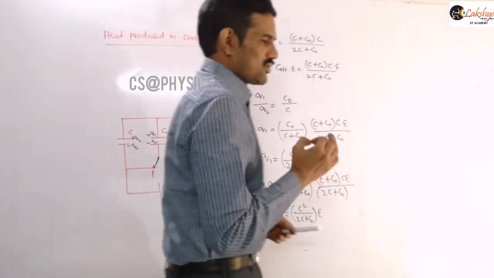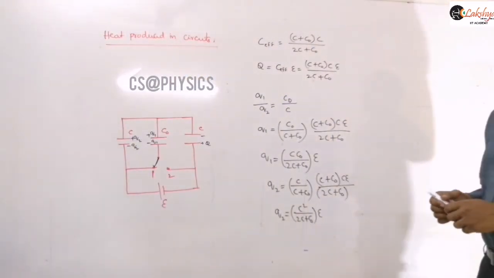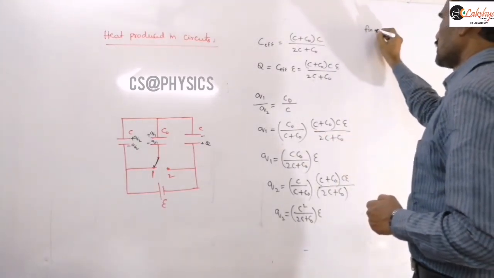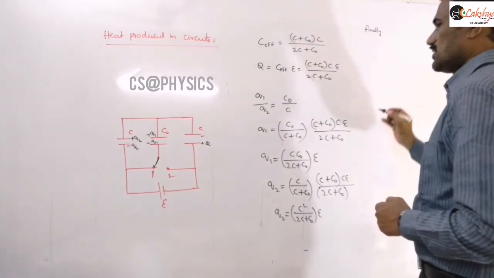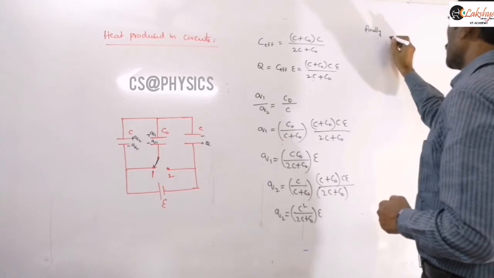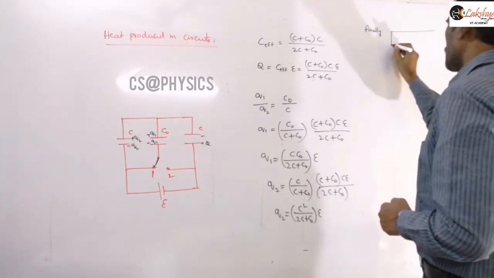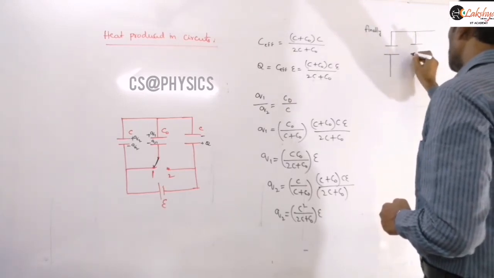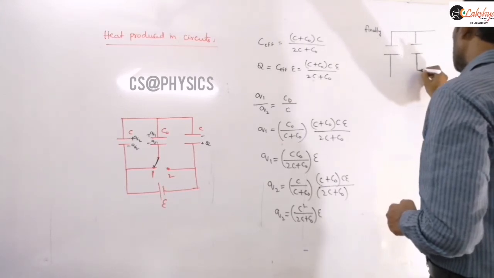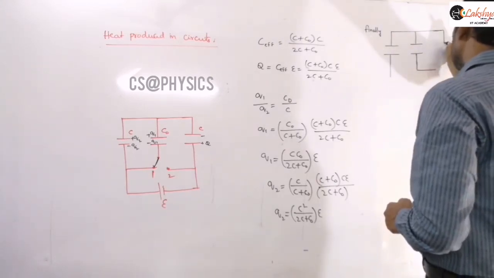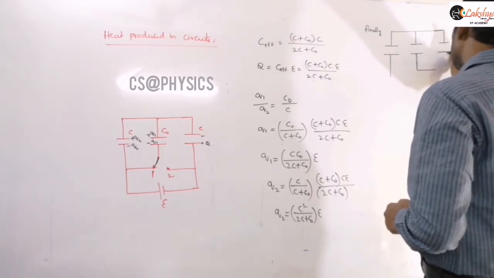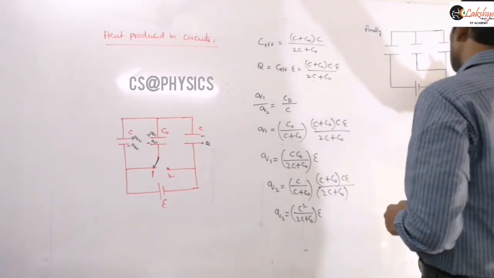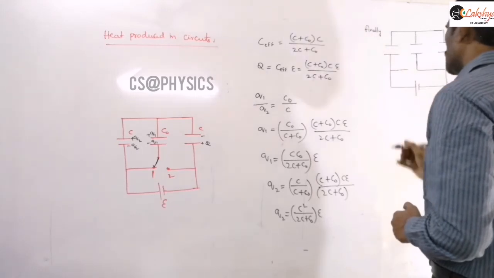Now let us redraw the circuit finally. Once we shift the switch, the circuit diagram will look like this: this is one capacitor here, and this is another capacitor, C0, here. Now this capacitor is connected like this. So this is our circuit diagram. This part is not required for us, it is not connected here, right?